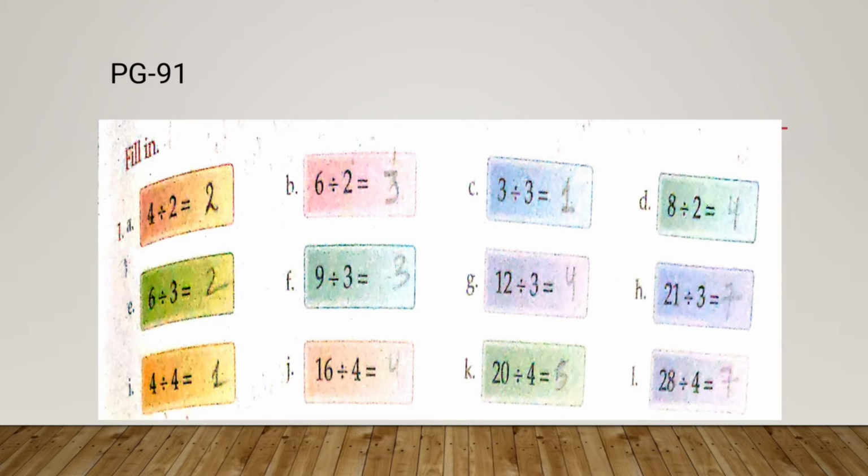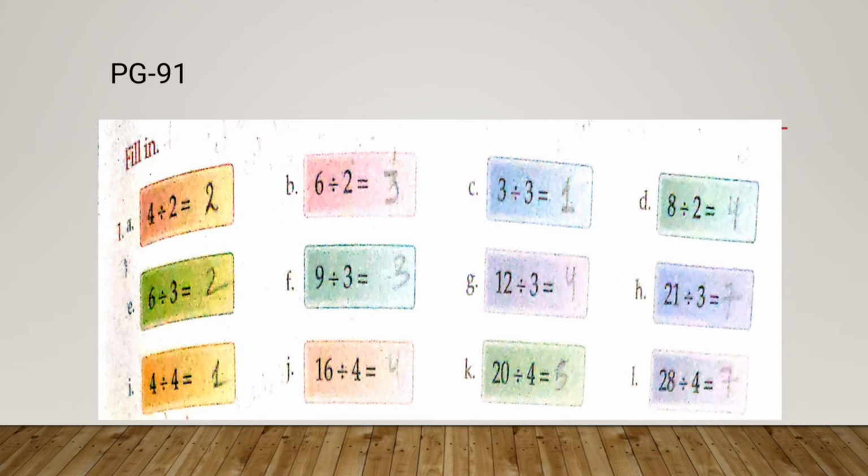Children, now recite the table of 2 until you get 6. 2 1s are 2, 2 2s are 4, 2 3s are 6. So children, 6 divided by 2 is equal to 3. So 3 will be your answer. Now C part, here you have to divide 3 by 3.